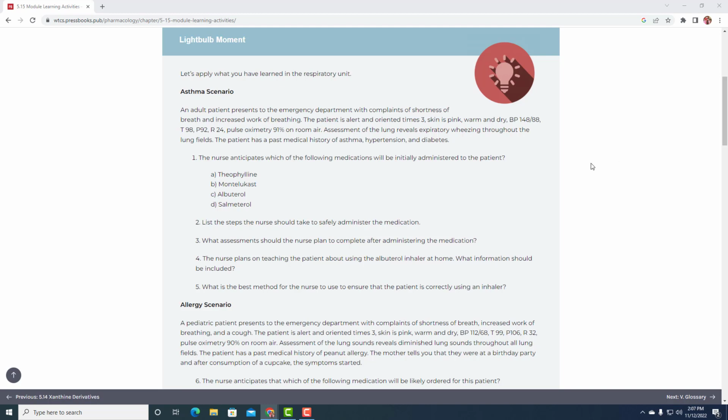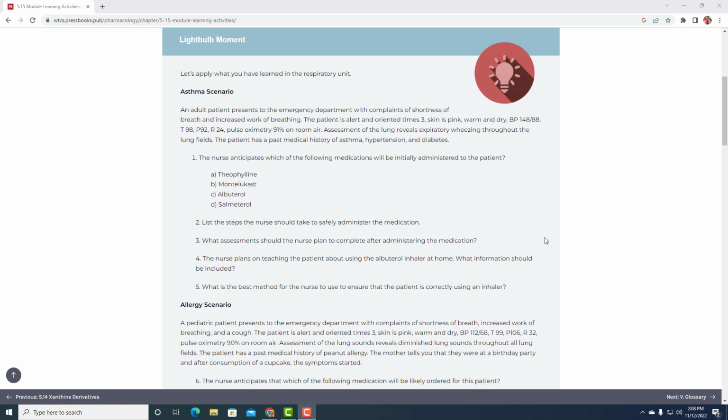Number 1. The nurse anticipates which of the following medications will be initially administered to the patient. A. Theophylline, B. Montelukast, C. Albuterol, and D. Salmeterol. There are two ways to do this. Either you know what the answer is, or we can talk about why the other ones would not be correct.